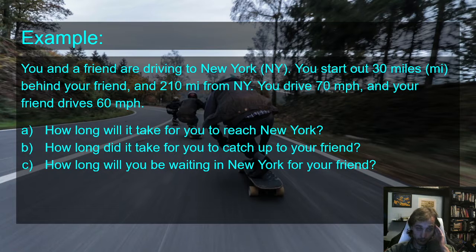So you and a friend are driving to New York. You start out 30 miles behind your friend and 210 miles from New York. You drive 70 miles per hour. Your friend drives 60 miles per hour. And I might have made this problem so that you reach there at the same time as them, and I just realized that. But we'll see.